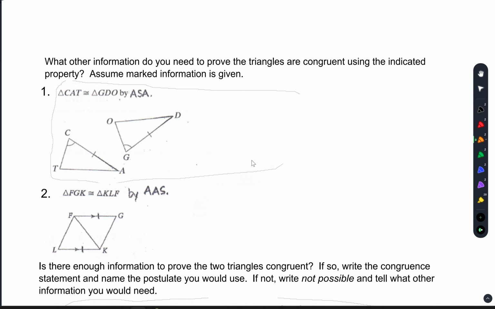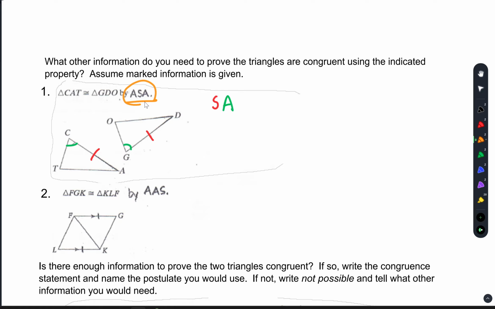Now, when things are not possible in your homework today, it's going to ask you to provide something that would make it possible to use one of these reasons. So if I look at number 1, I'm going to first start with what I'm given. So I have this angle, this side, and I have another angle. That's all given to me. What I want to do, because I don't have enough information, is say what would make this ASA.